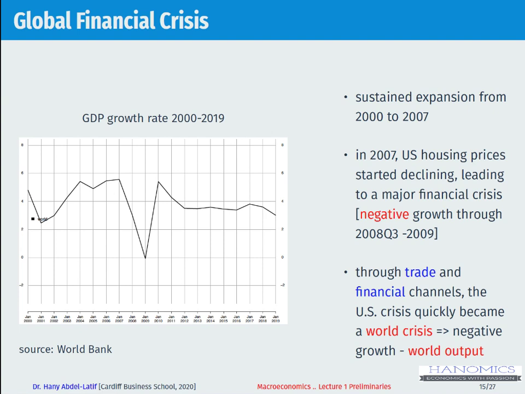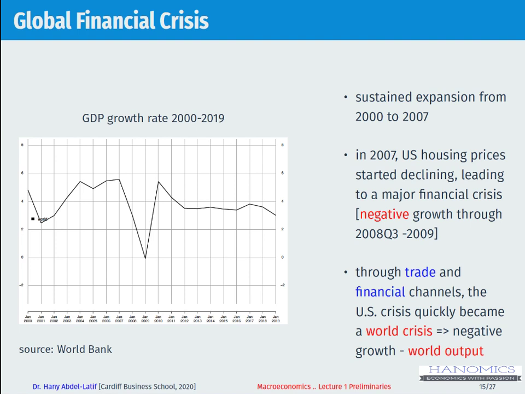However, in 2007, housing prices in the US started declining, and that led to a major economic and financial crisis worldwide, not just in the US. Obviously, in the US, the GDP growth became negative, so it was falling. The economy wasn't expanding, it was actually shrinking, it witnessed a negative growth rate, and that started in the third quarter of 2008.